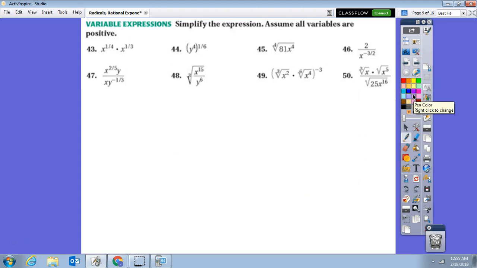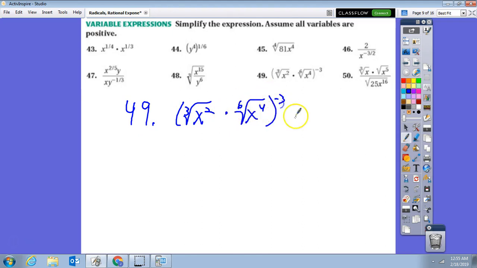A little bit with variables and simplifying with expressions here. I'm not going to go through a lot of these, but if you run into something, let's say, like this guy here, number 49, we'll go with one that's kind of ugly here. You got the cube root of x squared times the 6th root of x to the 4th raised to the negative 3rd power. You can change these because they're not the same index. You can't multiply them. But you can change them to exponents of 2/3 and 4/6.